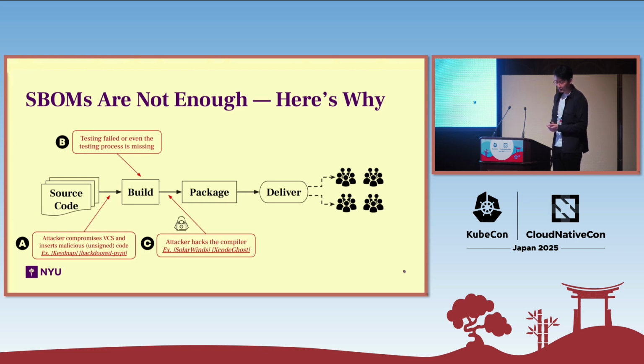Point C, the compiler itself could be compromised. This happened in SolarWinds or XcodeGhost. Malicious behavior was injected during the build process, but the SBOM still showed all the right ingredients, just like a food label that says organic while hiding the contaminants.